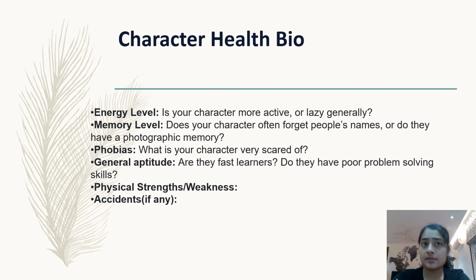Then we have the general aptitude, you have the physical strengths or the physical weaknesses, and accidents. Now, accidents are not like you stubbed your toe today or mera haath door mein aa gaya. No, these will be life-changing accidents for maybe the character when he was 5 or 6 years old. He was in a major car accident, and now he lost one foot or something. So those type of major accidents you need to think about. Or maybe the character doesn't have any major accidents till now.